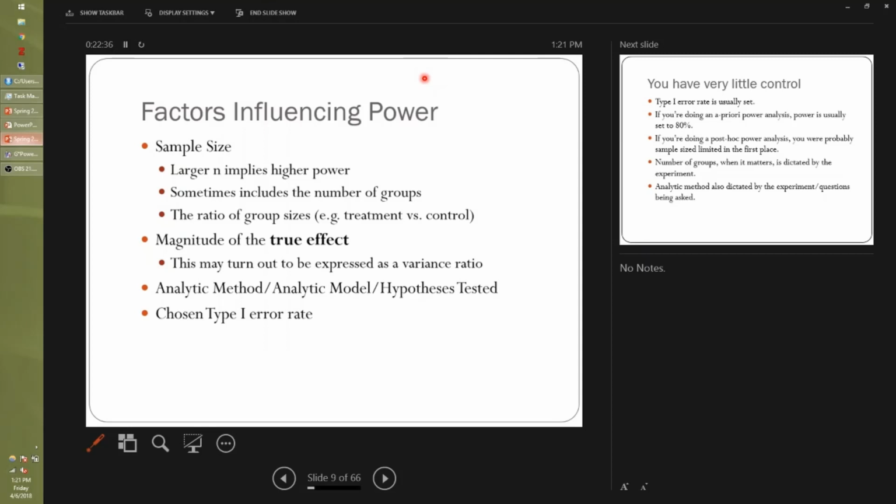Any questions about this piece? I know I talked in very broad generalities, but it's the best I can do because power is a little weird.